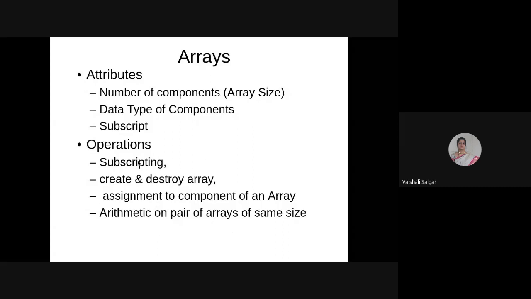And subscripting, meaning what? I can access the elements randomly from the array. So A of I, where I will be a random index. That is subscripting. So I can perform subscripting also on arrays. These are the operations which I can perform on an array.